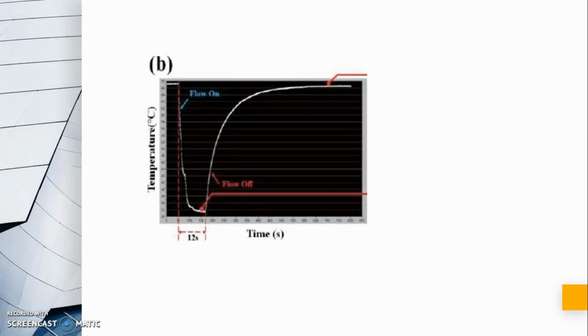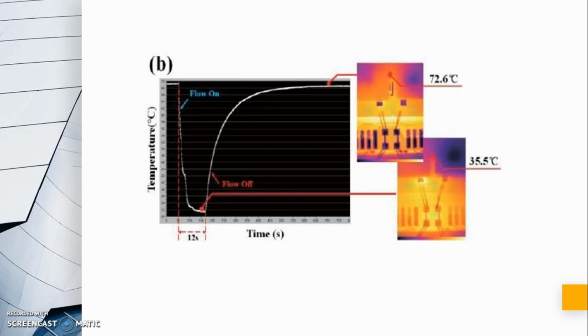Here, this schematic graph provides the temperature data acquired by the embedded thin film sensor. It shows the temperature rapidly dropping from 72 to 35 degrees centigrade when the coolant is turned on, indicating that the coolant is efficiently managing the thermal issue inside the device.